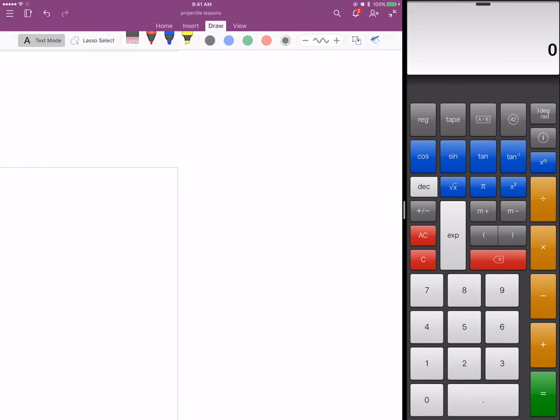Now, this next part of the lesson, you've been given these equations before. Such as final velocity squared equals initial velocity squared plus 2 acceleration times a change of distance. Now we're going to deal with the vertical.